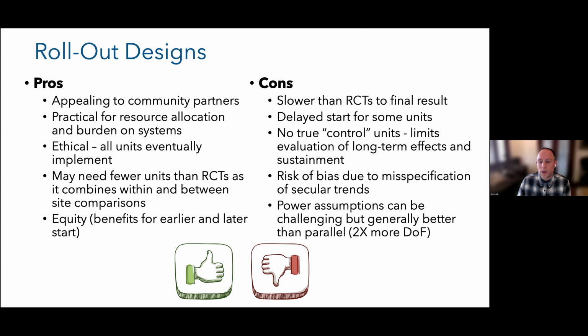In most, and again, this is that caveat that there are examples where there is control. But in situations where you don't have a control unit, it limits your ability to evaluate long-term effects, sustainment, and to estimate underlying secular trends that can affect, obviously, our interpretation and causal inference of the findings. They do have a risk of bias due to misspecification of secular trends that we don't have time to really talk too much about. But if anyone has a question, maybe we can get that in the questions at the end.